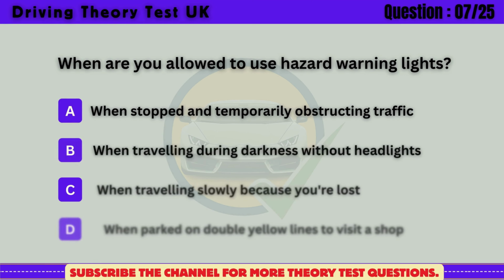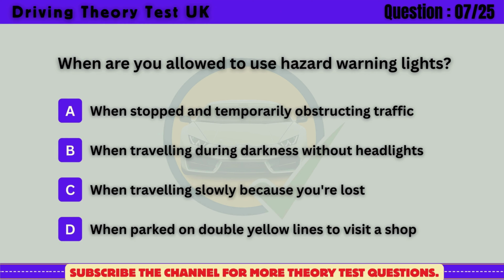Question 7. When are you allowed to use hazard warning lights? A. When stopped and temporarily obstructing traffic. B. When traveling during darkness without headlights. C. When traveling slowly because you're lost. D. When parked on double yellow lines to visit a shop.